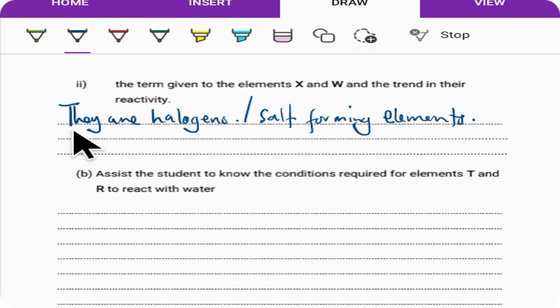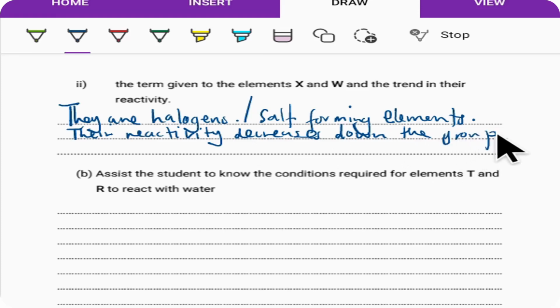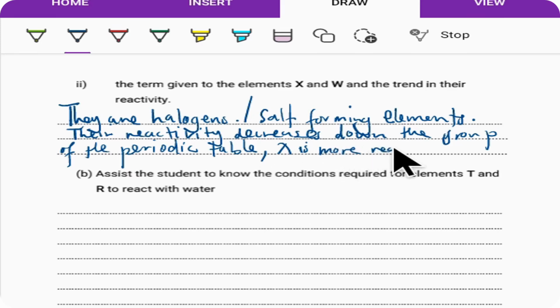The trend can say that their reactivity decreases down the group of the periodic table. X is more reactive than W.